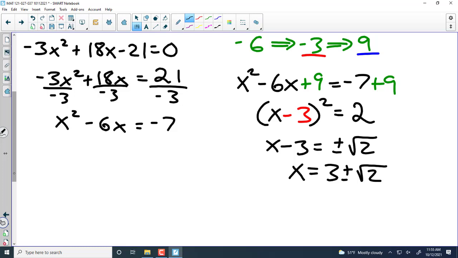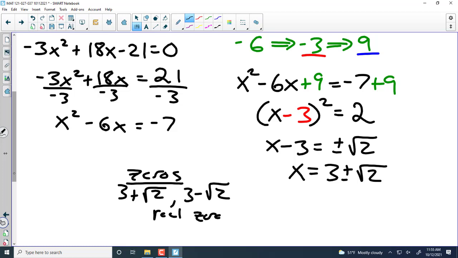So our zeros are 3 plus square root of 2 and 3 minus square root of 2, which are real numbers, everyone. They're irrational, but they are real because they don't have an i in them. They don't have a square root of a negative. And that is how we complete the square. If this right here was a mystery to you, please remember that there's a worksheet that's got a bunch of practice problems on it, and there's also videos on how to do this that you can watch on YouTube.